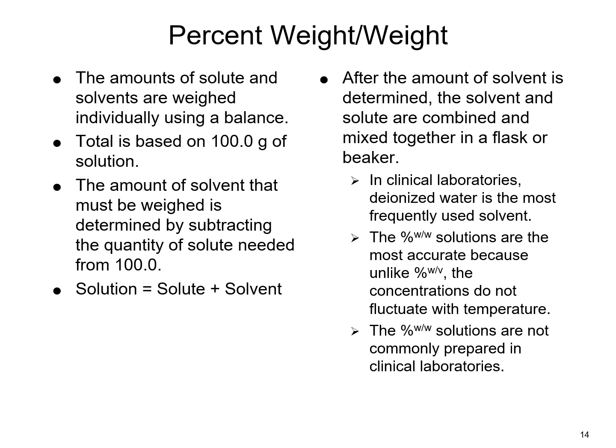So once the amount of solvent is determined, then the solvent and solute are combined and mixed together in a flask or a beaker. In the clinical laboratory, deionized water is most frequently used as the solvent. The percent weight per weight solutions are the most accurate because, unlike percent weight per volume, their concentrations don't fluctuate with temperature. However, the percent weight per weight solutions are not commonly prepared within the laboratory.